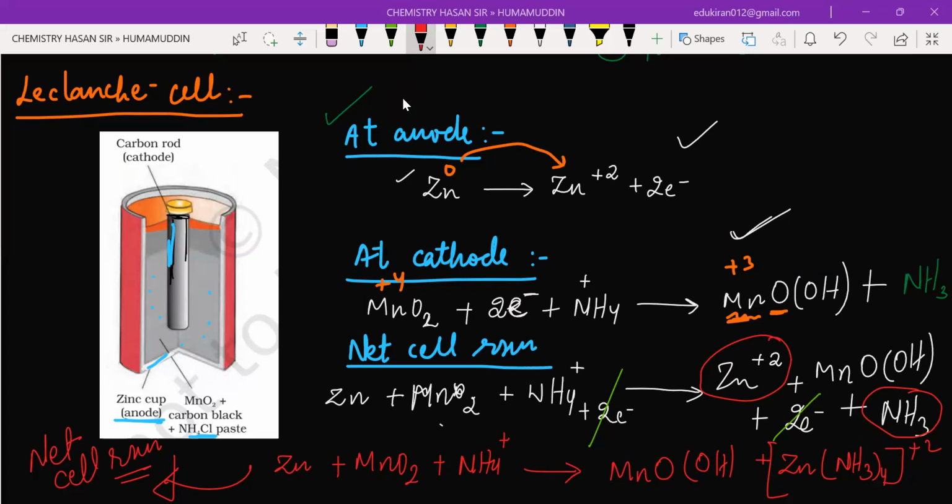Also, please do write in the Leclanche cell that the voltage is approximately 1.5. Sometimes it has been directly asked. Every time it will be 1.5 only.